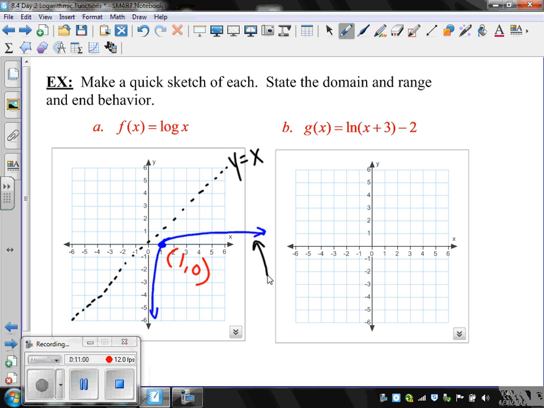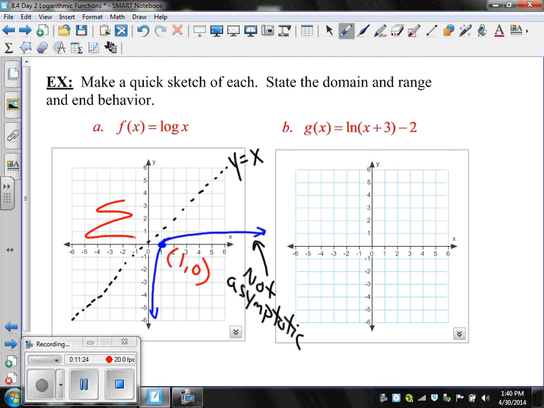Notice how I don't get any negative values, right? There's no x values out here that actually get used. And we'll see why that is in a moment. But for right now, I'm going to continue on to the next problem.